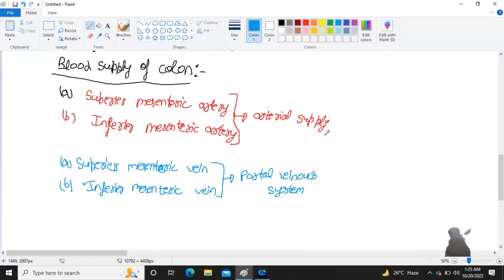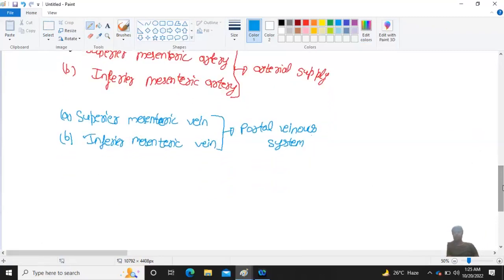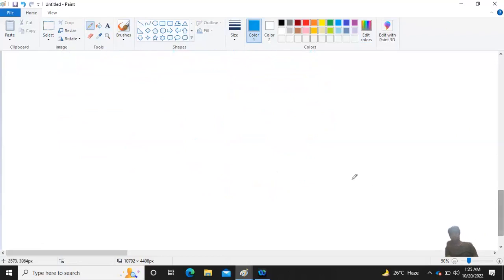Then these are the blood supply. Now first, how does this blood supply occur? So basically, we are drawing the supply. First, we draw the colon. Let's say this is near. There's a cecum part, and here is the appendix.